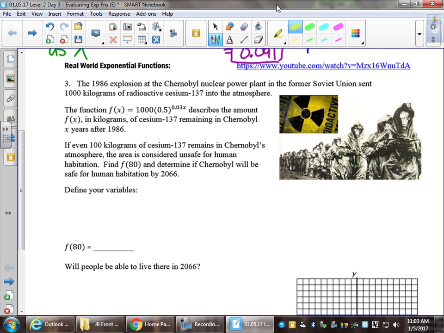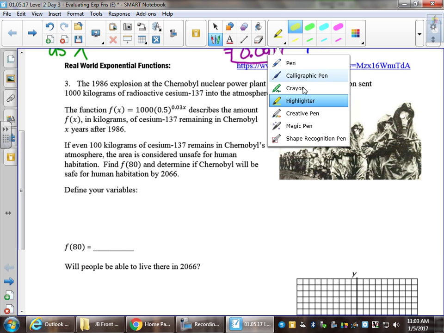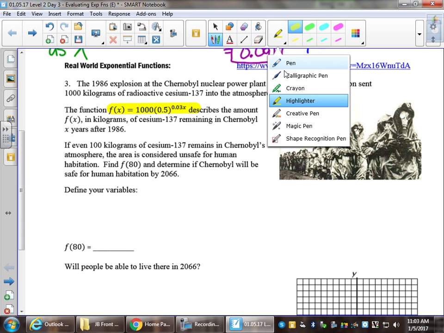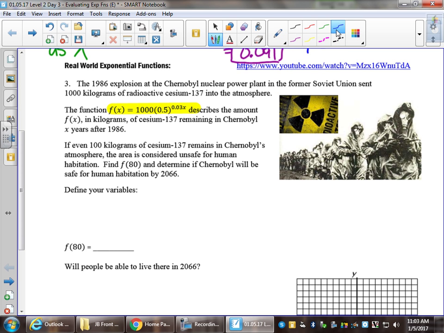Okay, do we all have a chance to read? Yeah. Yes. Let's grab our highlighters. I want to highlight the function, which is right here. From now on, as soon as we have a function, we're going to highlight it. And then this also tells me something about my variables. What do we know about variables here? Good. X years after 1986. So X is number of years after 1986. What does f of x represent?